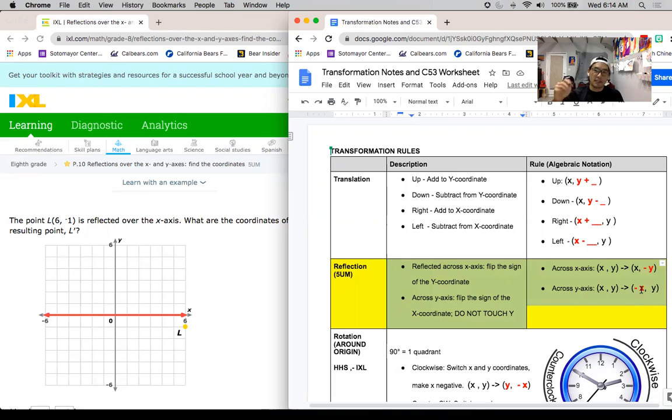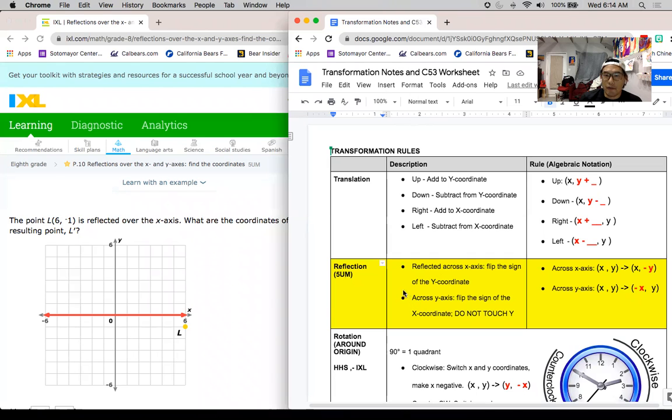We're doing reflections. So we're flipping images across a y-axis, and we're going to flip images over the x-axis. And I've highlighted the rules here in yellow, pretty simple. If you reflect an image, a point, a shape across the x-axis, you flip the sign of the y-coordinate. And by flip the sign, I mean you turn a negative into a positive, and you turn a positive into a negative.